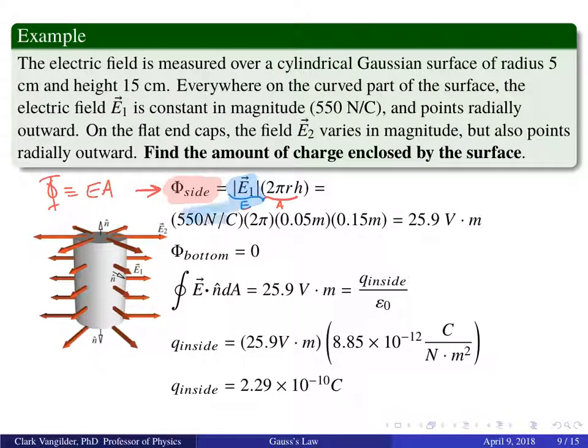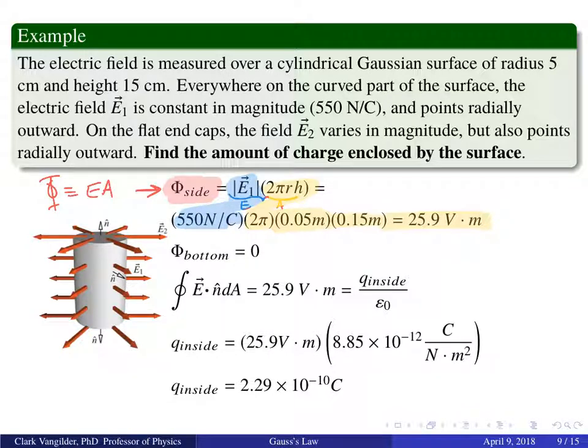The field strength is 550 newtons per coulomb. 2 pi r h, just plug in the numbers, and we get a value of roughly 26 volt-meters for our flux. Out of the bottom, we didn't have anything coming out, so it's 0. The same would be true for the top.